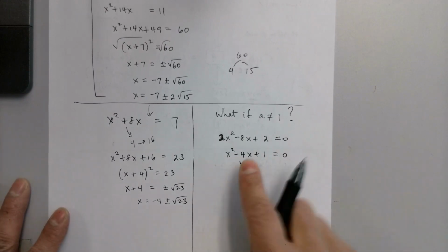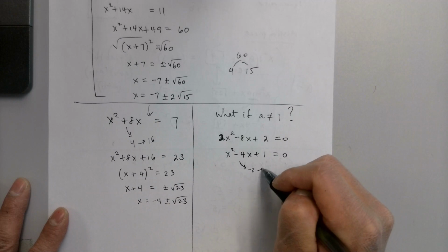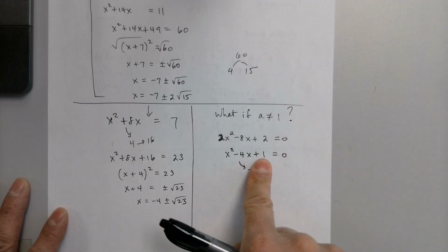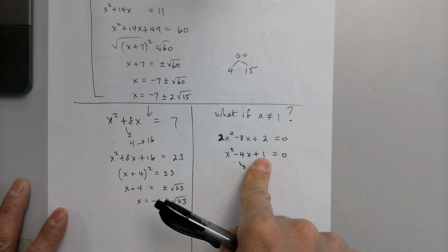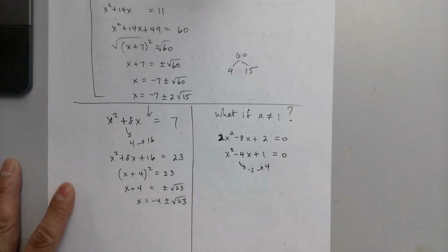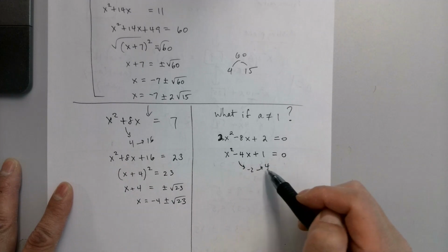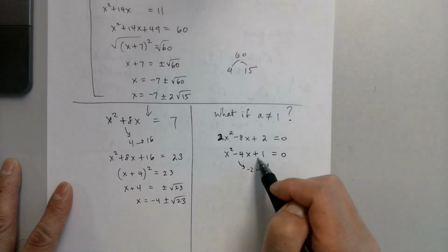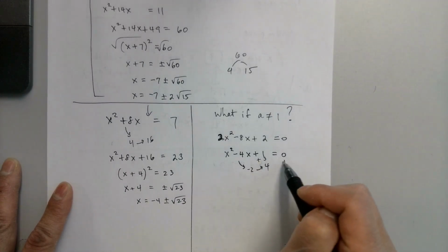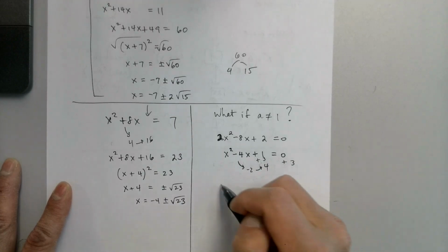I take half of this -4, it's -2. I square it, I get 4. So this number needs to be a 4, not a 1. Okay, easiest way to do that is, since it's 1, and 1 is 3 away from 4, I'm just going to add 3 to both sides.